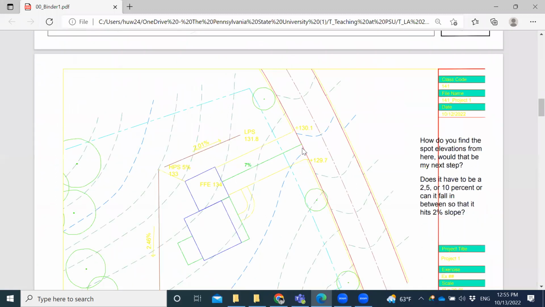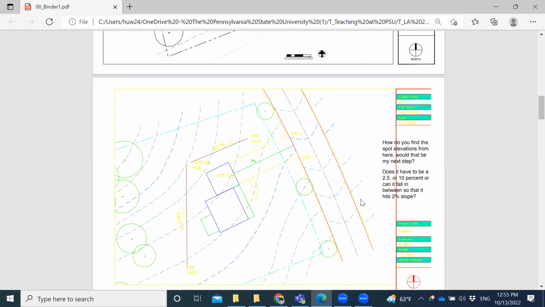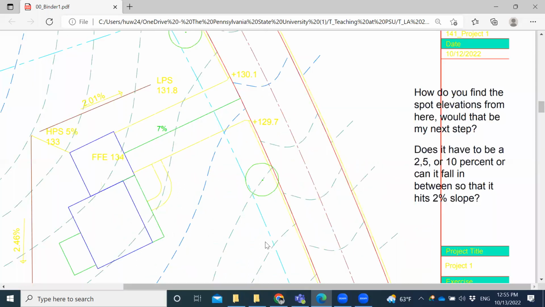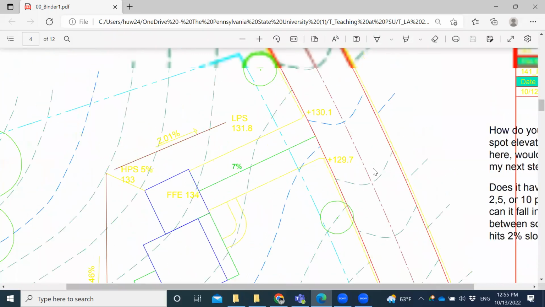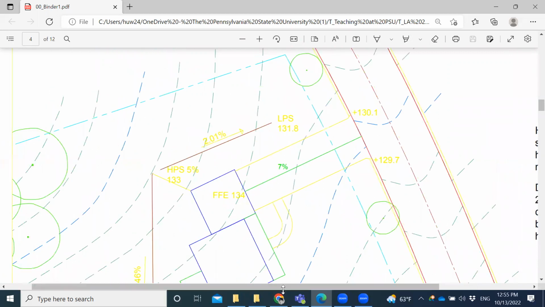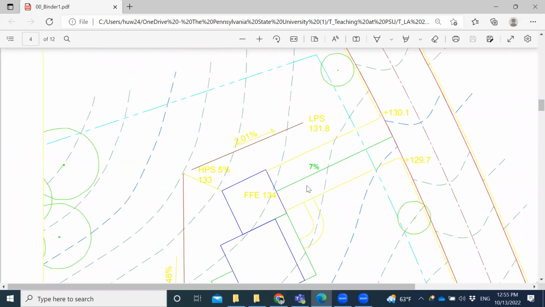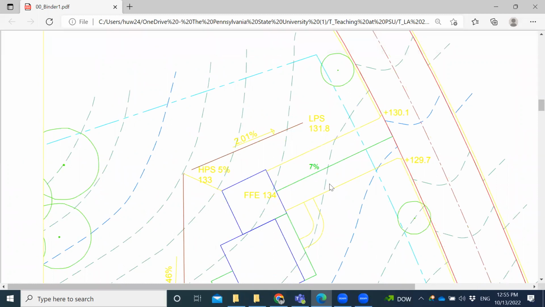Right, so printing had some issues. How do I find the spots from here? Would that be my next step? It can fall a bit far in between. Let's see. 129.7, 130.1, 7% the whole way. Yeah, that's fine.